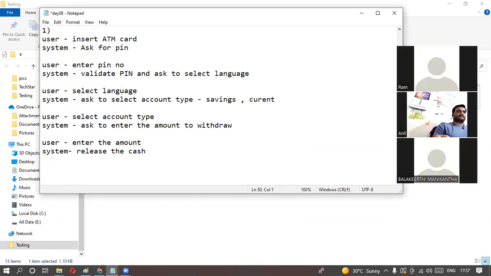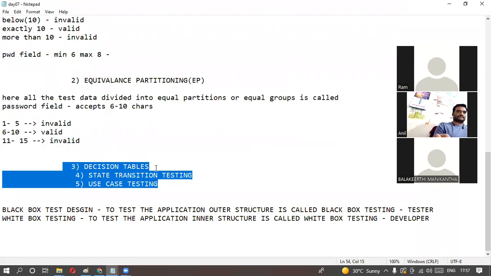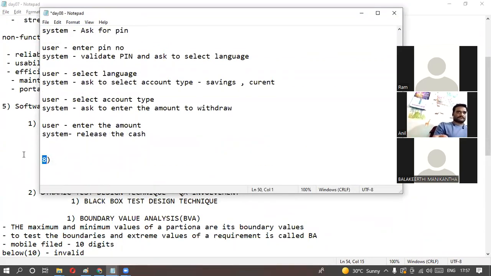Any questions? We are going to our next topic. What is our next topic? This is a very important one, an interview question: software test process or software test life cycle, STLC.